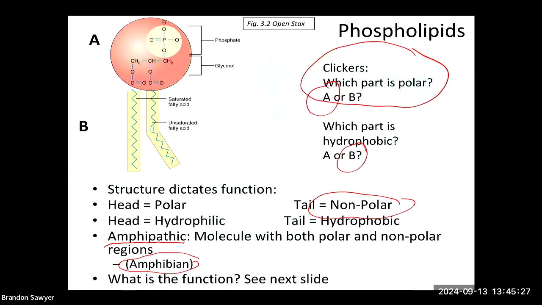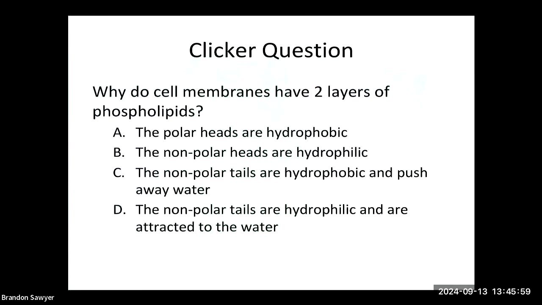Okay, I'll give you a sec to finish writing that down. If you're done, you can flip to the next page and there's a clicker question there. I've got it open. You can start talking to your teammates about that. Why do cell membranes have two layers of phospholipids?